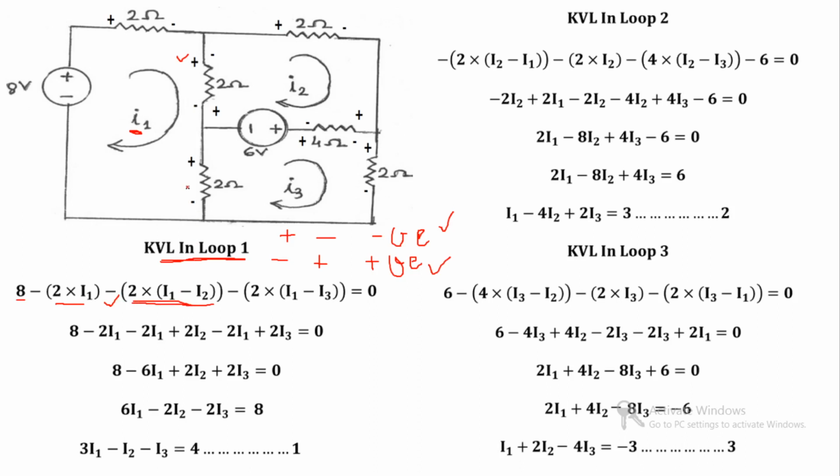The same approach we will apply in this resistance because it is in between loop 1 and loop 3. Again we are writing the equation for loop 1, so we will consider the polarity of I1, which is plus to minus. So again we take a minus sign, and the drop is minus 2 times (I1 minus I3), because we subtract I3 from I1 as we are writing the equation for loop 1. So this is the equation for the first loop. Now we will simplify this equation. We will keep 8 as it is.